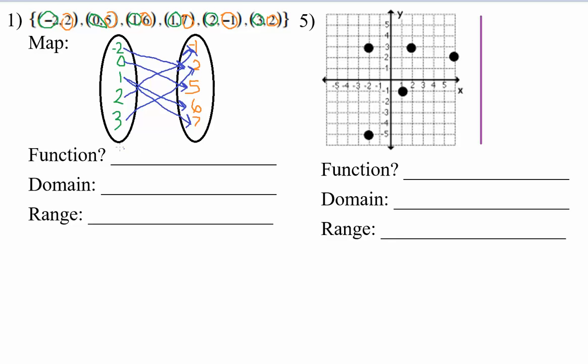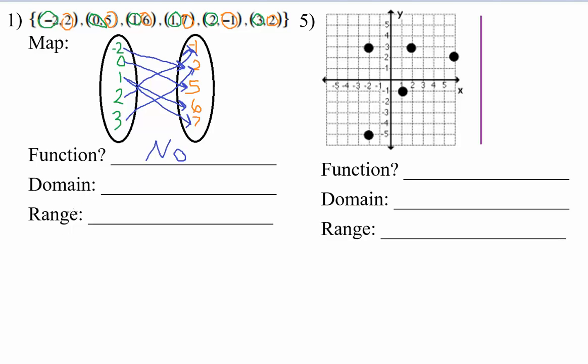Now, how do we determine if it's a function? Well, we look for any arrows leaving the input. And if we have more than one, which we do right here at 1, then it is not a function, because each input has to have a unique output.